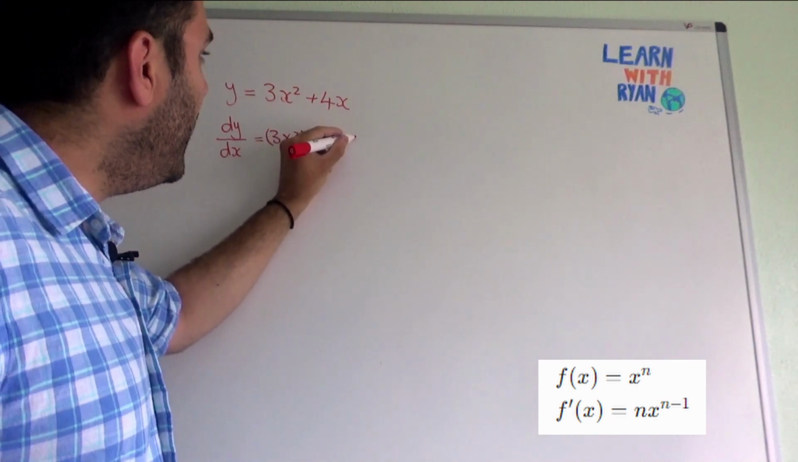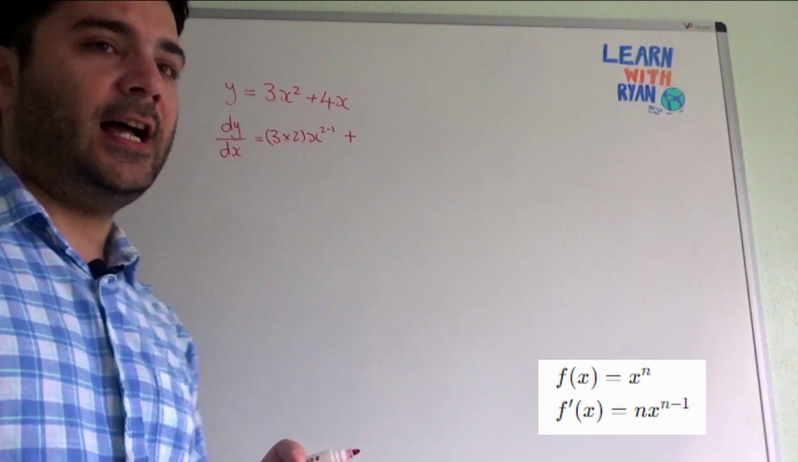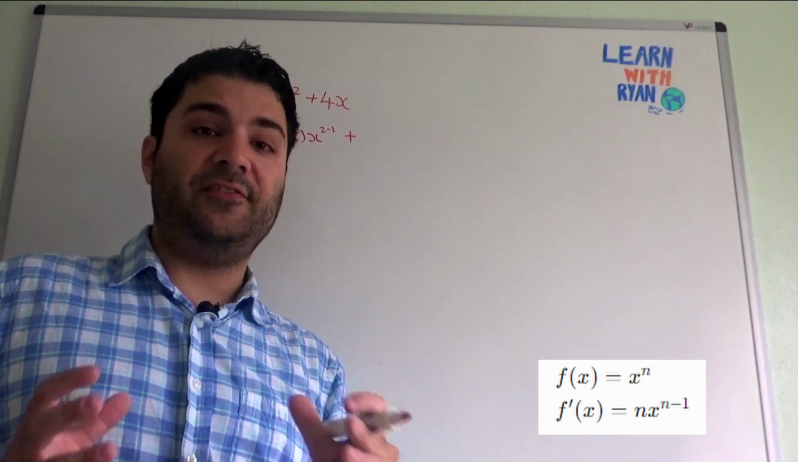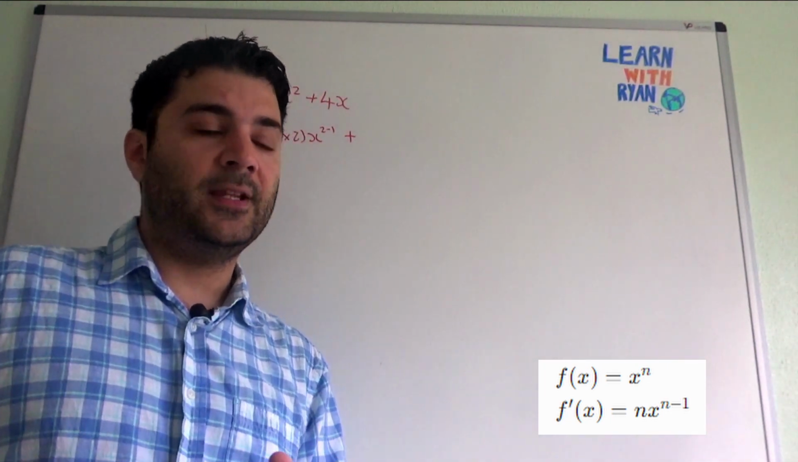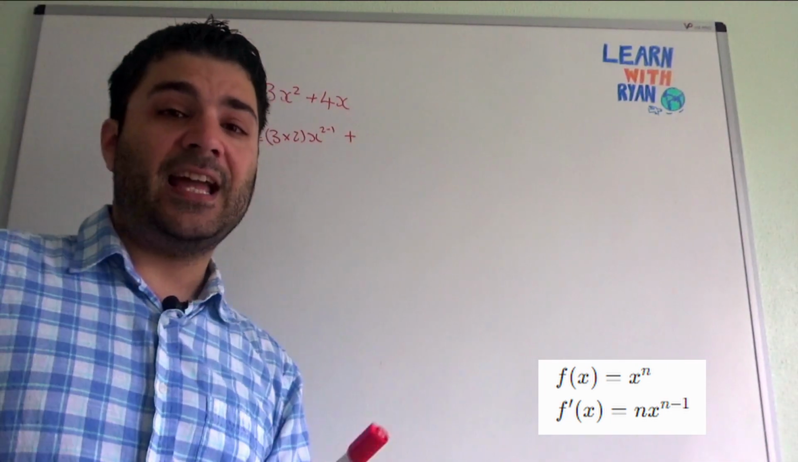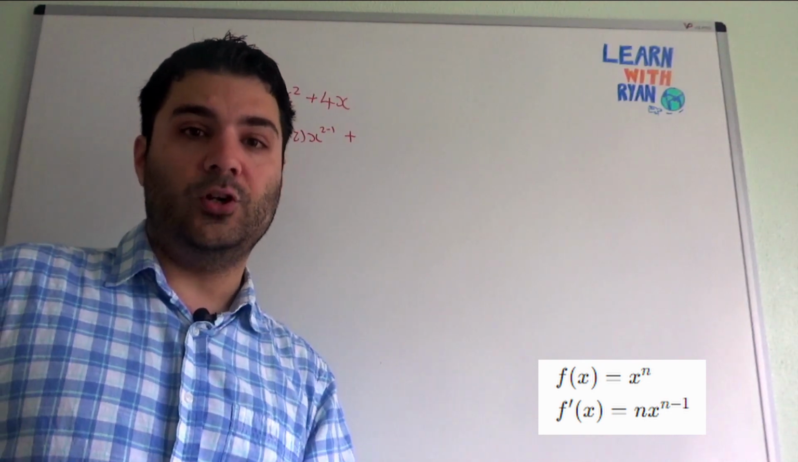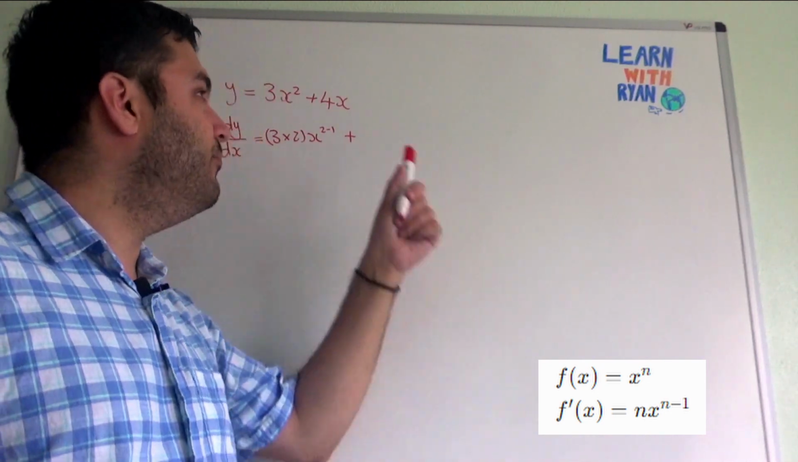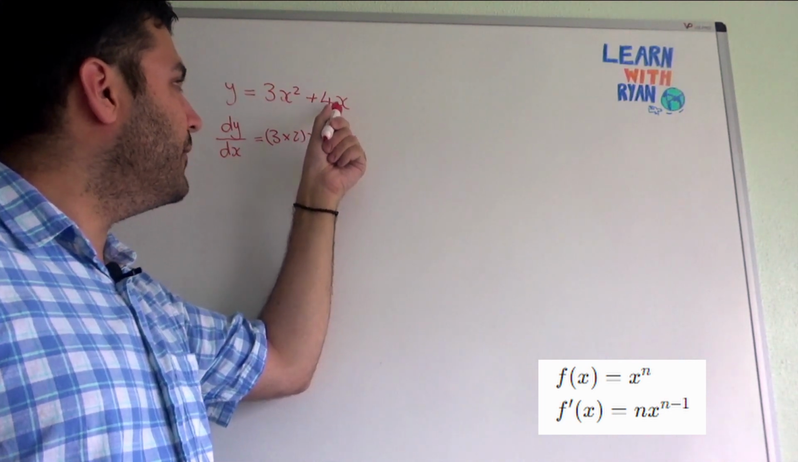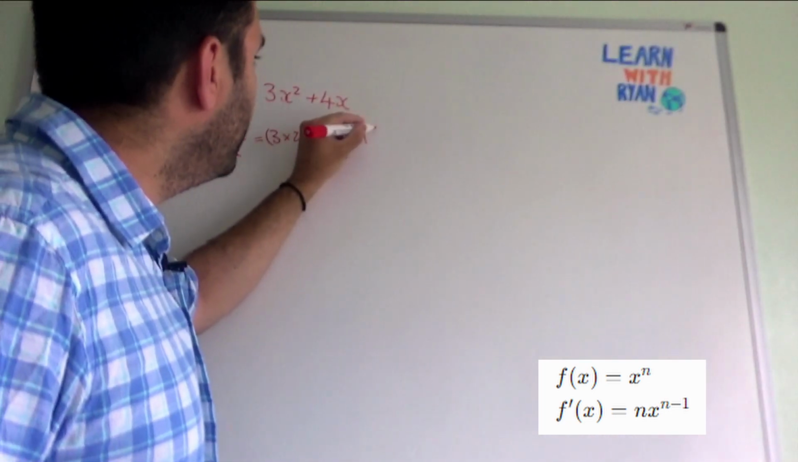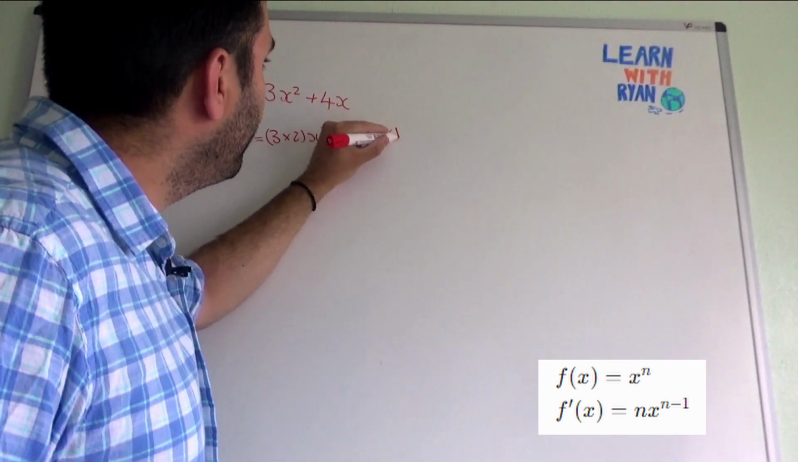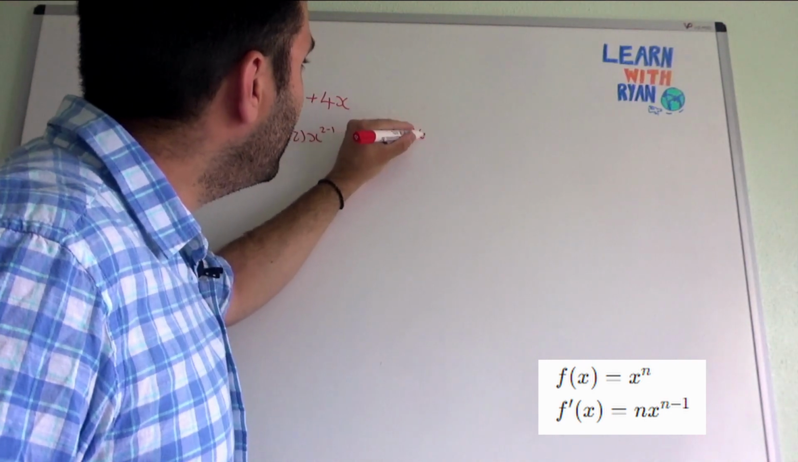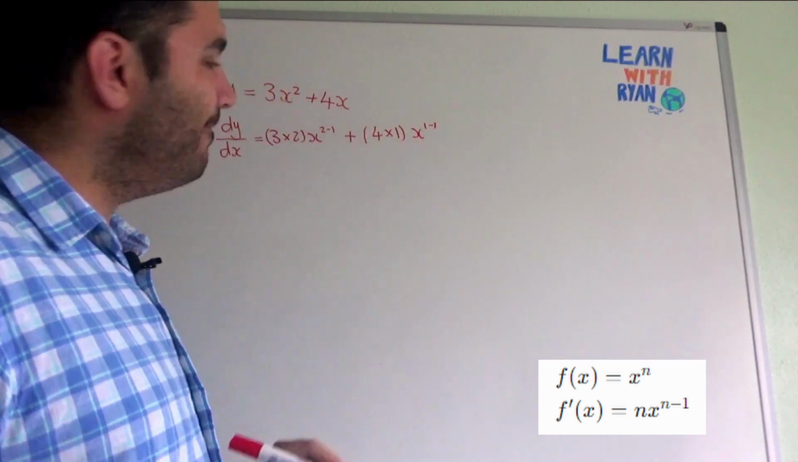Next, we've got 4x, so plus 4x. So we need to be able to differentiate 4x. Now, x is just the same as x to the power of 1, isn't it? So again, using that formula, we bring the 1 down. So we end up with 4 times 1. And we decrease that power of 1 by 1.